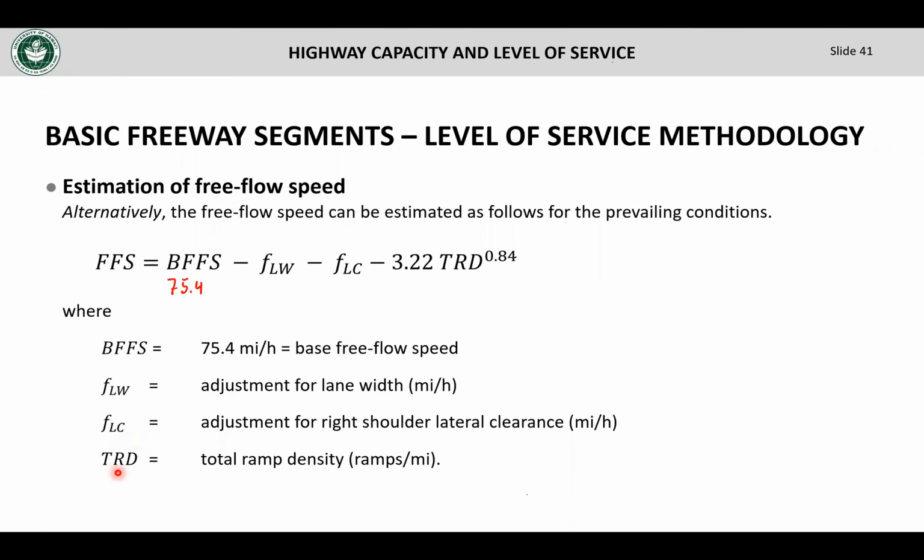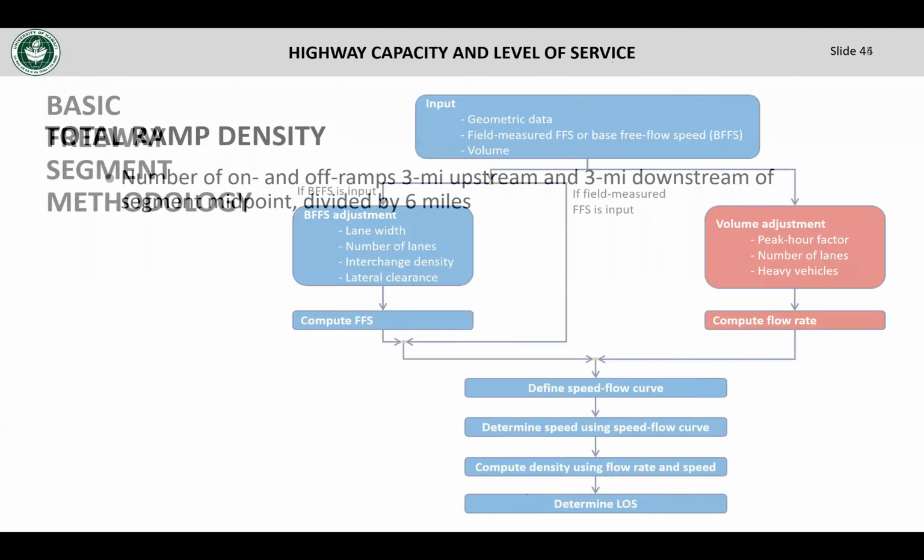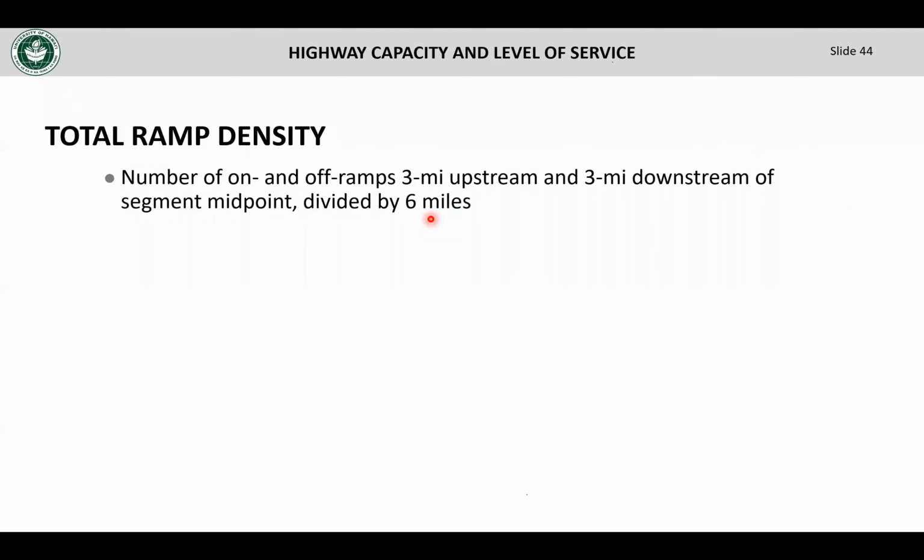And then we have the total ramp density. Total ramp density refers to the number of on and off ramps 3 miles upstream and 3 miles downstream of a segment midpoint, divided by 6 miles. So essentially, you take a segment of 6 miles centered on your portion of the freeway of interest, count the number of on ramps and off ramps you have on that segment, and divide by the length of those 6 miles that you selected. And with that, you get the total ramp density. So we will see how we use that information in detail in the example.